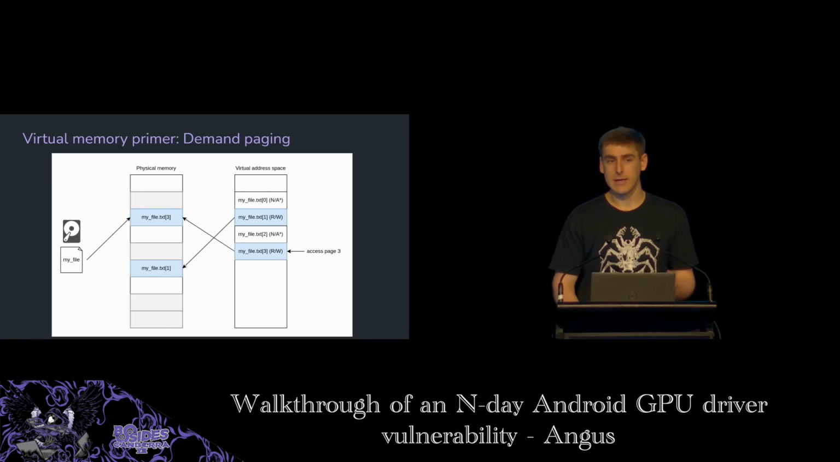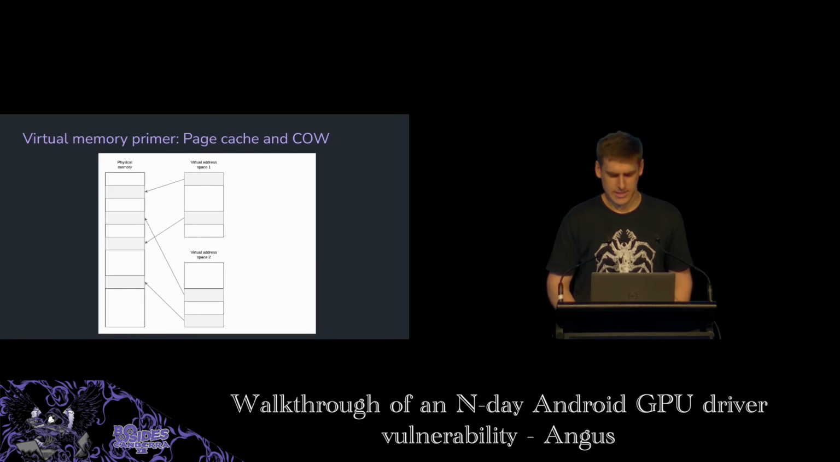The idea here is that only pages that are actually used are brought into physical memory, and things aren't brought into physical memory until they're touched for the first time. And the operating system uses the CPU's page table permissions to keep track of this and help it manage which things are and aren't in memory.